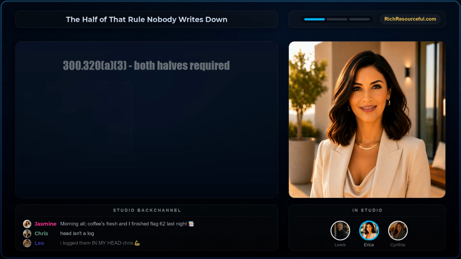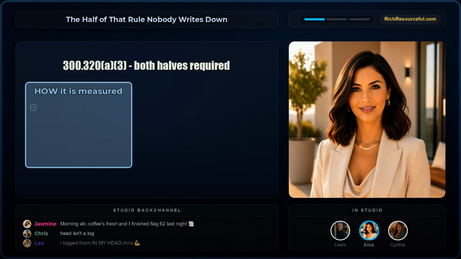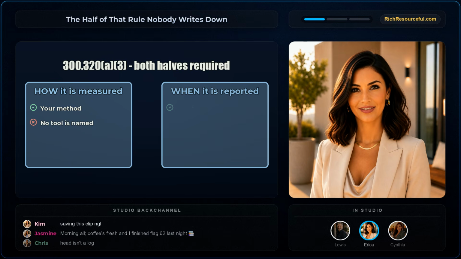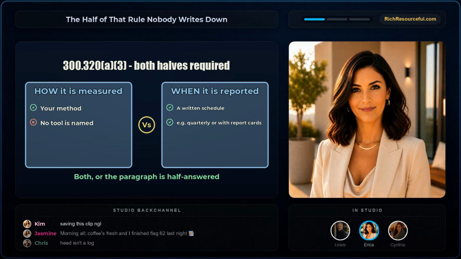Put the two halves side by side. One side is how it is measured, your method, and no tool is named anywhere. The other side is when it is reported. A written schedule, quarterly, or with report cards. Both halves, or the paragraph is half answered.